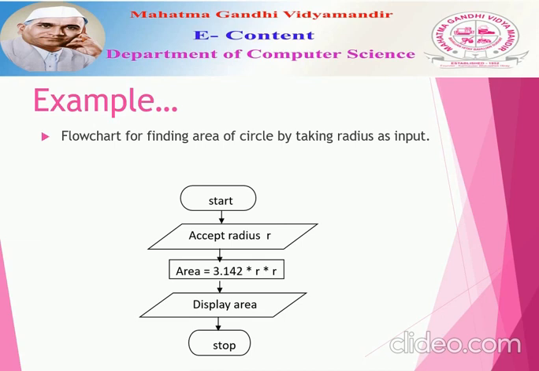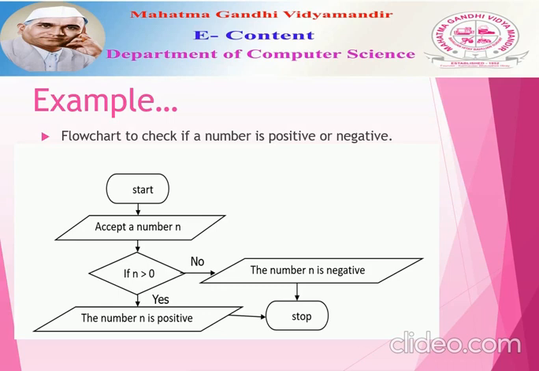Then next we have to show the output. So we again use the input output symbol, and we have written over there display area. Then next step is, again for stop we use the terminal, because terminal is used for start and stop of the process. Okay, so this is your basic example of the area of a circle. Okay, then next flowchart we are going to see, that is for a number which we have to check whether it is positive or negative.